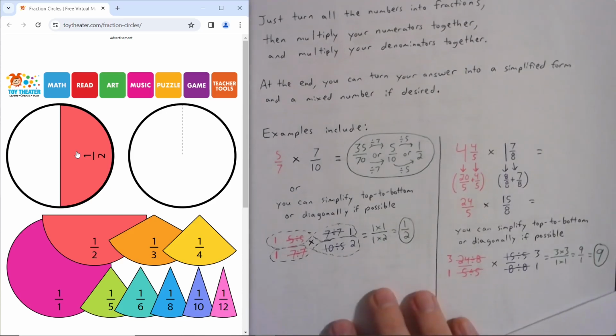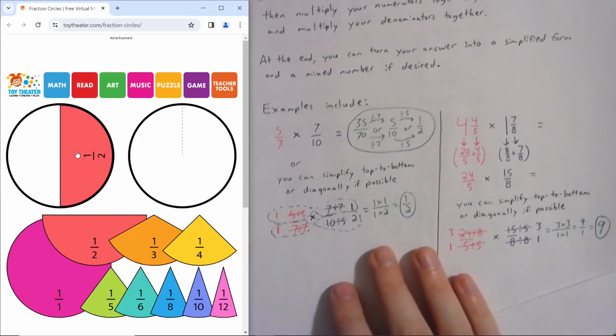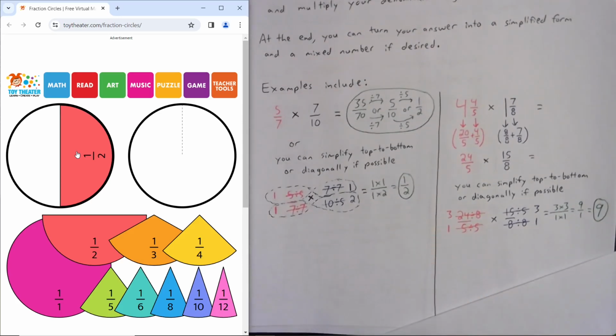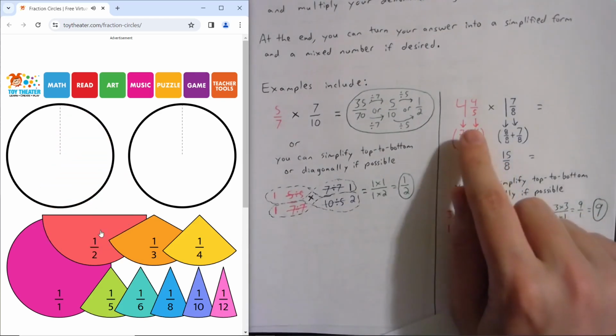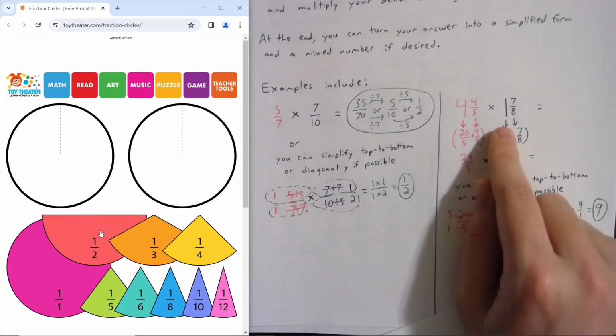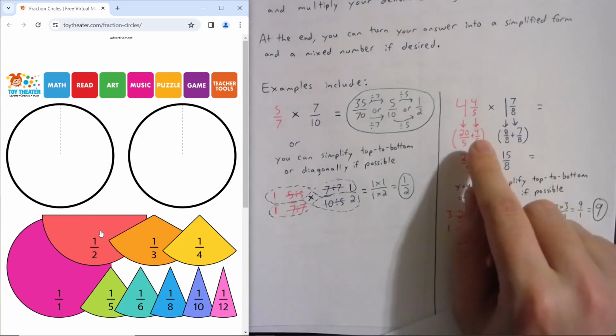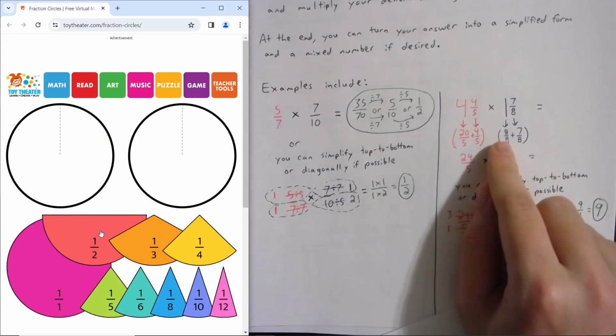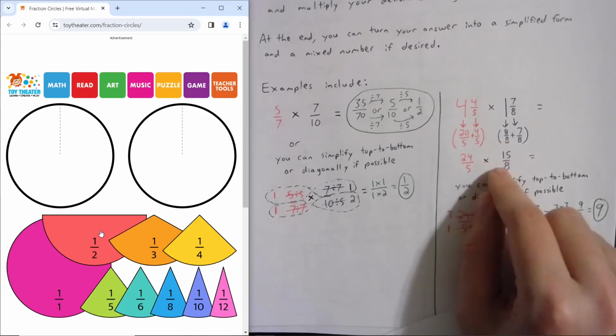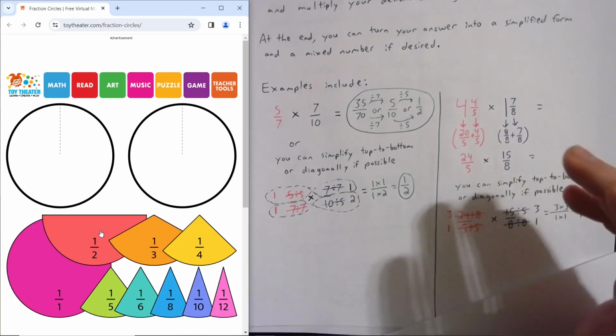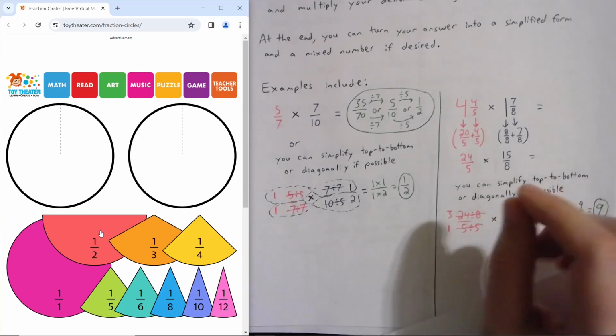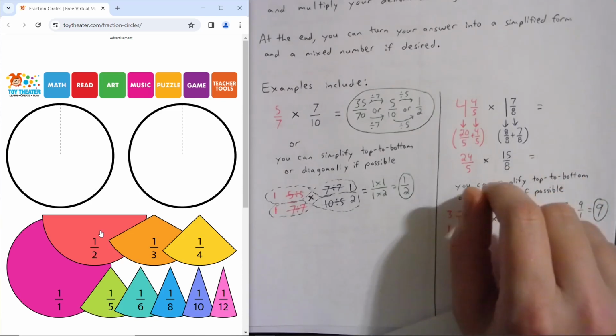Now, if you are dealing with a problem where you have mixed numbers or even whole numbers, then you would need to turn them into fractions first. Remember, there was a part in the video where I talked about how you would turn mixed numbers into fractions. And then after you turn them into fractions, then you can do simplifying or cross-simplifying if possible, and then top times top and bottom times bottom.